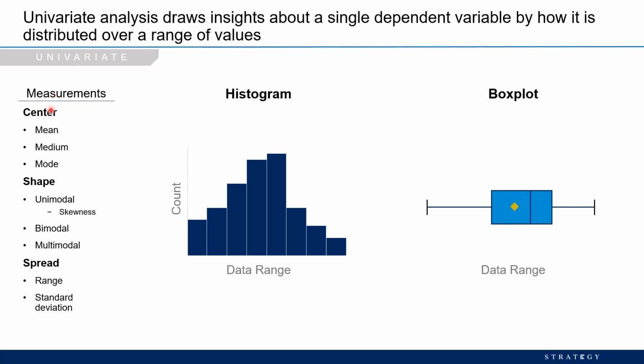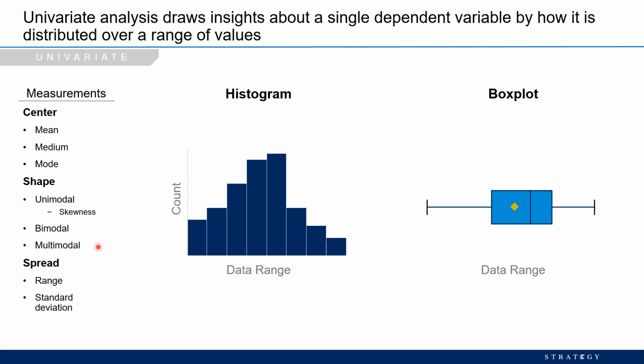There are three different types of measurements that you usually look at when doing univariate analysis. You look at the center, the shape, and the spread. The center is kind of where all the data falls. There are three different ways to look at the center: the mean, median, and mode. The mean will perfectly balance the data in half, whereas the median is whatever number is perfectly in the center, and the mode is whatever value appears the most frequently.